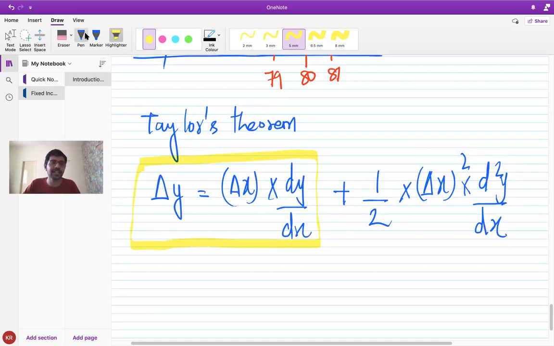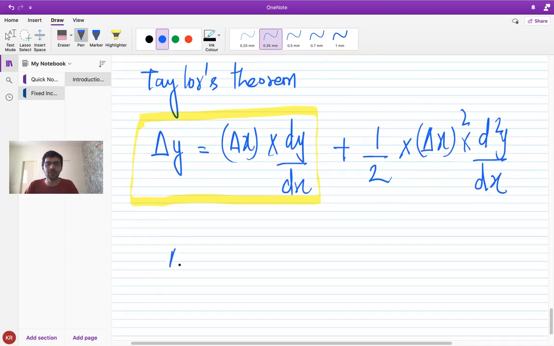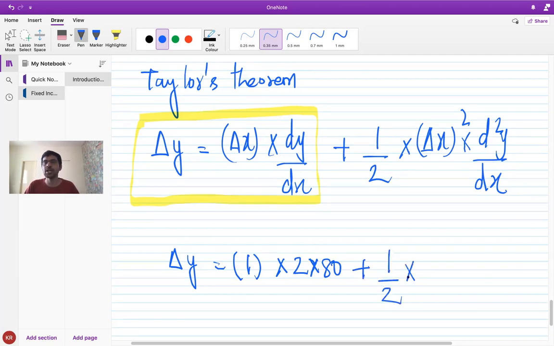Now let's take the example of x increasing from 80 to 81. Therefore, change in y is equal to change in x, which in our case is 1, into dy by dx. dy by dx was nothing but 2x, and 2x is nothing but 2 into 80, because the current value of x is 80, plus half into change in x square. What is the change in x square? Which is 1, 1 whole square, into d square y by dx.